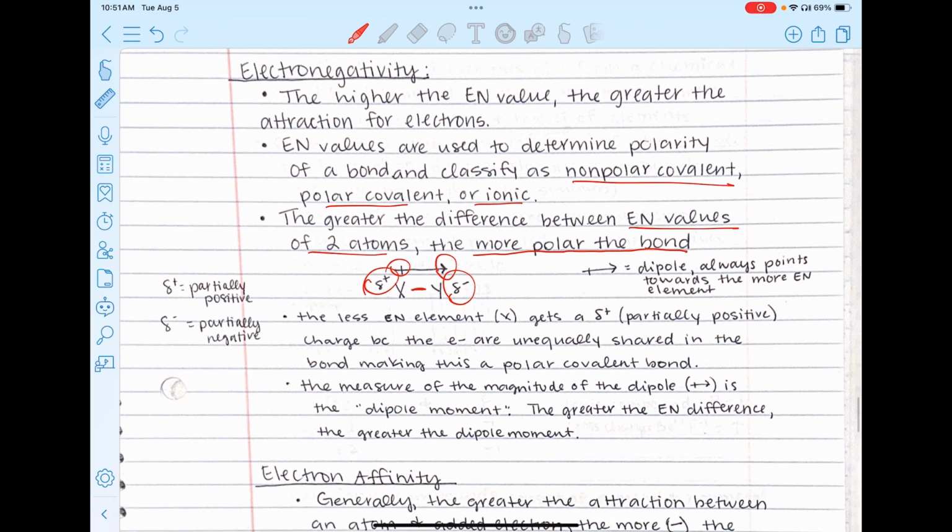Okay. The measure, just for your reference, of the magnitude of the dipole is what we call a dipole moment. That's their definition. It's the measure of the magnitude of the dipole. The greater the electronegativity difference, the greater the dipole moment. Now, I did forget to mention that I know that this bond right here, because they're not equally sharing electrons, is a polar covalent bond. There's an unequal distribution of charge. One end is partially positive, one is partially negative. That's a polar covalent bond.